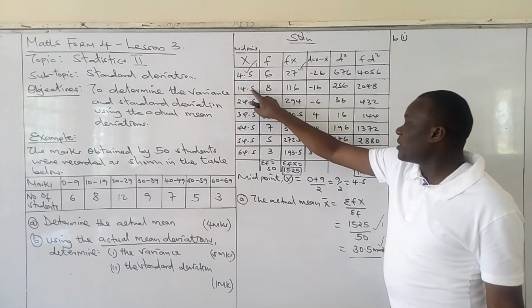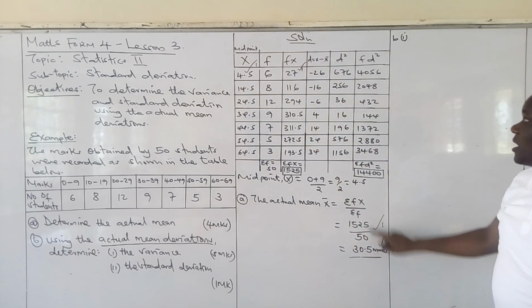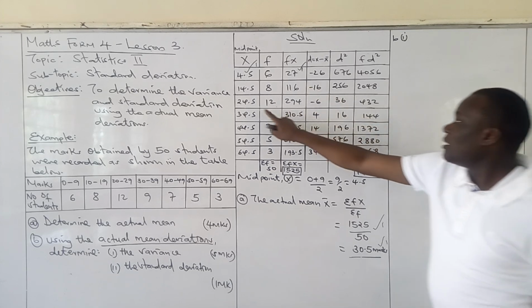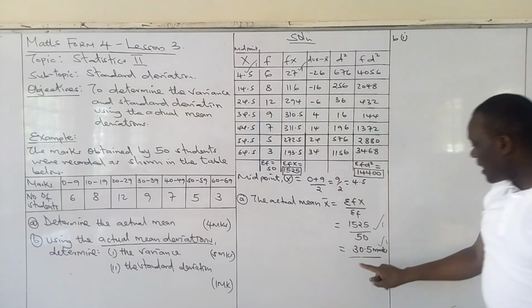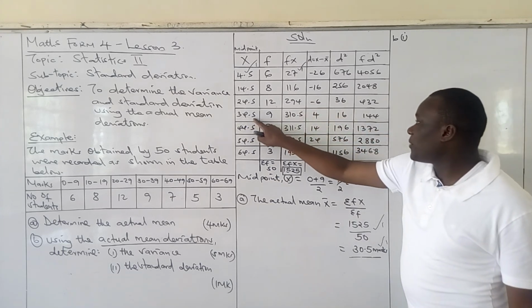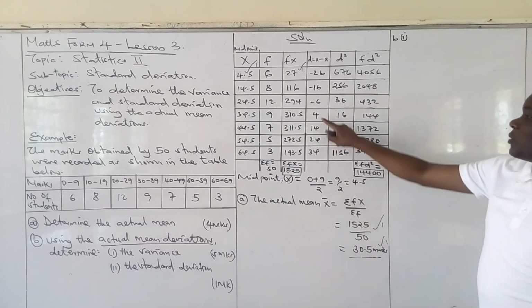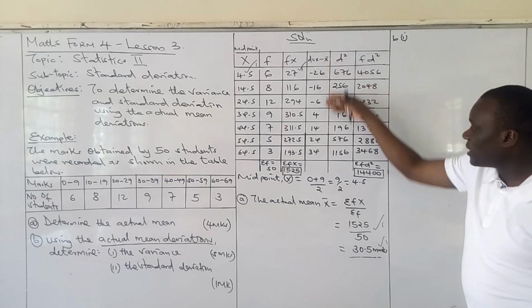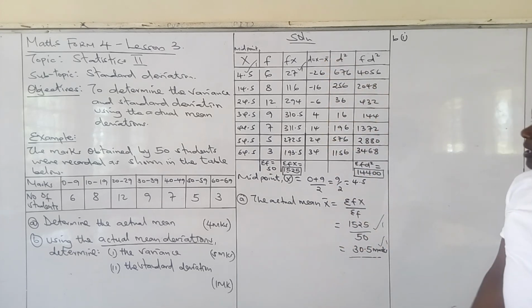You take 14.5 minus 3.5, it will give you minus 16. 24.5 minus 3.5, it will give you minus 6. That 4.5 minus 3.5, it will give you 4. So that's how you obtain the values of d in that particular column.